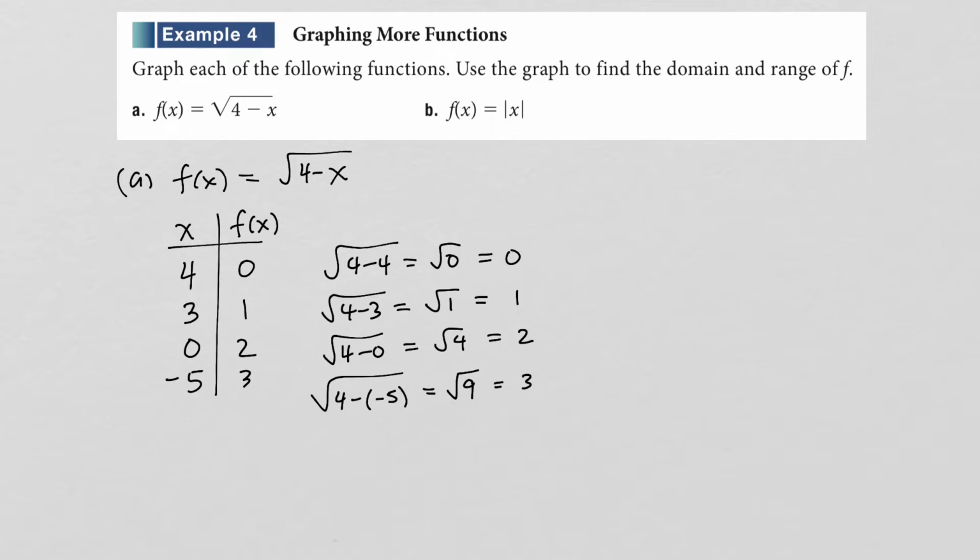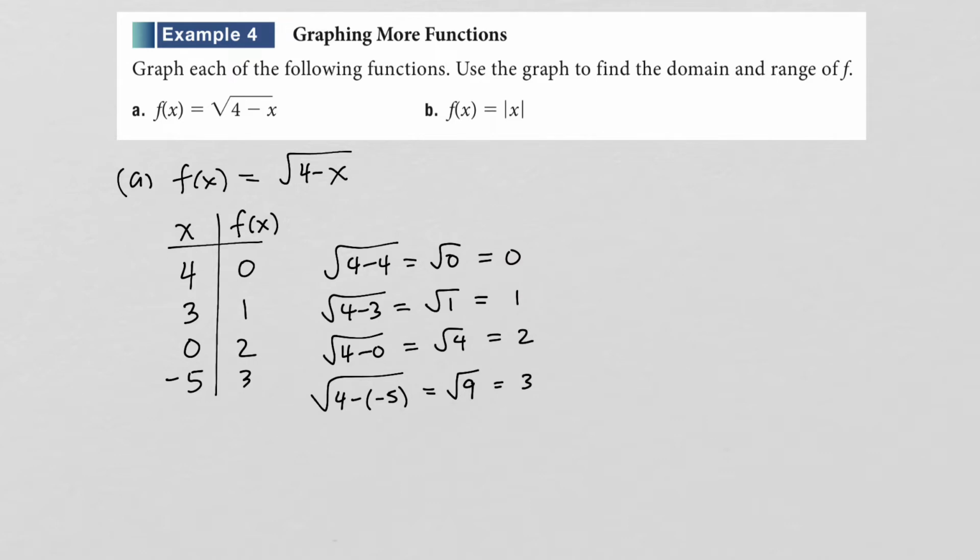So you'll notice that I picked values of x that end up giving me nice square roots. Now, I do this because I have a lot of experience, but with experience, you'll also be able to select good values of x that will give you nice y values.